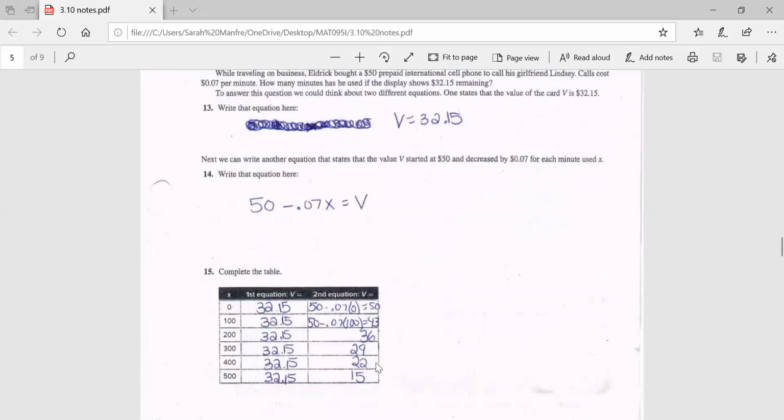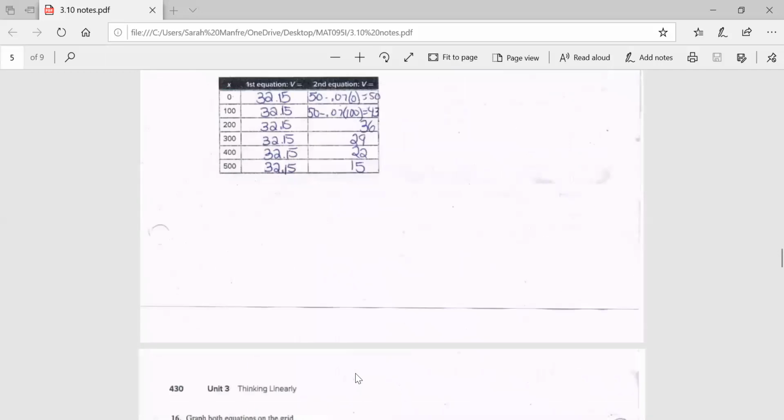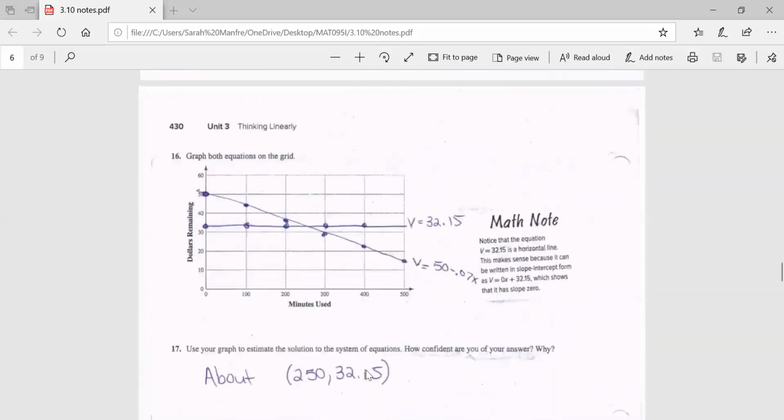And they're going to do exactly what we did earlier with our two equations. Well, my first equation is V equals 32.15. Doesn't matter how many minutes you make, it's always going to be $32.15. And then the second equation, I'm going to replace X with 0, 100, 200, and so forth. And these are the numbers that you would get. And it asks us to put them on the grid.